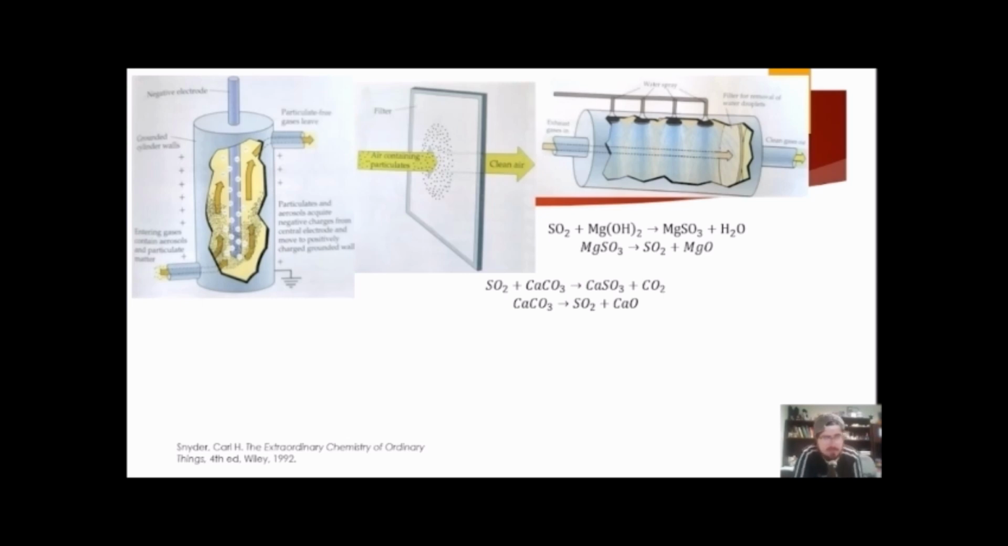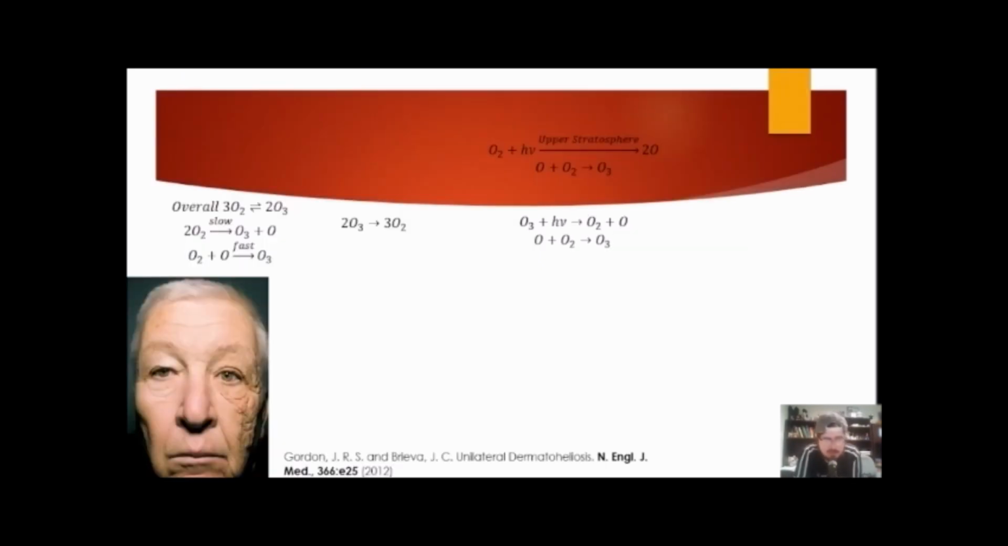And one of the beauties of this is once we have the sulfites, we can change them back to calcium oxide or magnesium oxide and recapture the sulfur dioxide for use later. Ozone is another example of a helpful pollutant where location and concentration is very much the key.